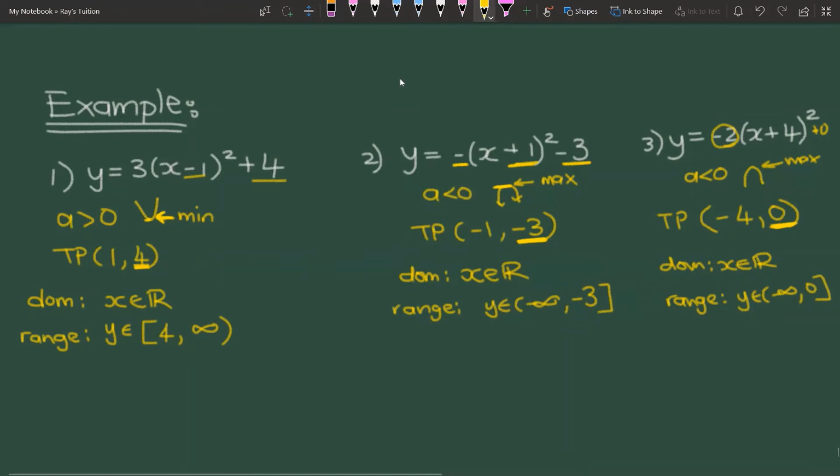Please watch our other video on how to get the turning point, because if you do not know how to get the turning point, then writing down the range for any one of the graphs might be tricky. Also, make sure you understand the concept of the shape parameter and minimum and maximum, because that also plays a role in the domain and range. Please watch our next video for more information on the parabola.